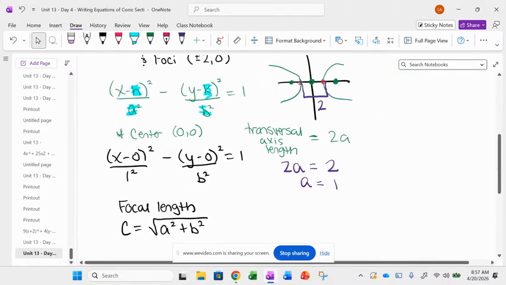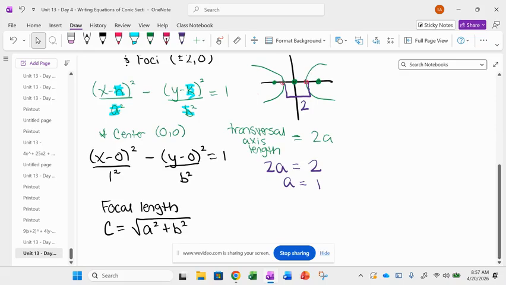Okay, well, let's talk about our focal length. What is the focal length from what to what? Anybody remember? Ira? Good. Remember, the transversal axis length is vertex to vertex, but the focal length is from foci to center, not foci to foci, foci to center.